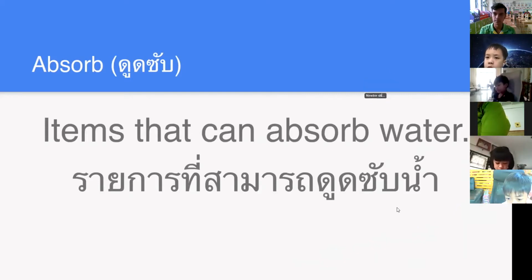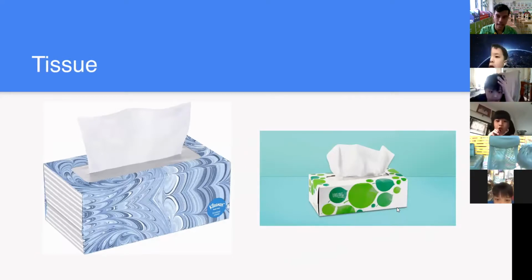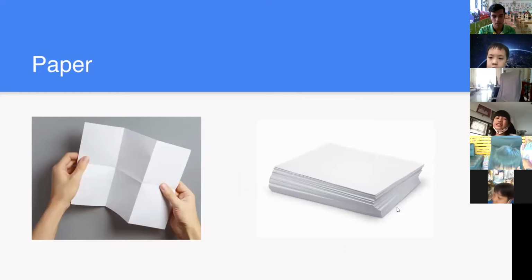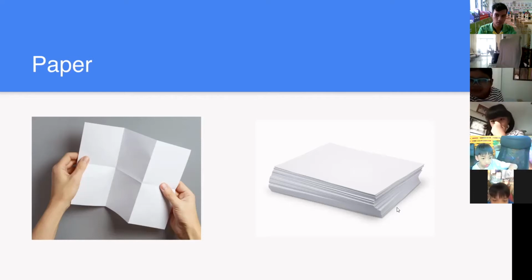Just listen, Plume. Listen to teacher Bobby please. So, students, again, teacher Bobby will review. Tissue. Yes, correct. Tissue can absorb water. Very good. Paper can also absorb water. Also sponge. Also tissue.